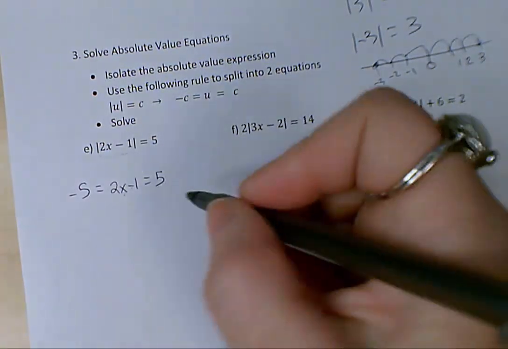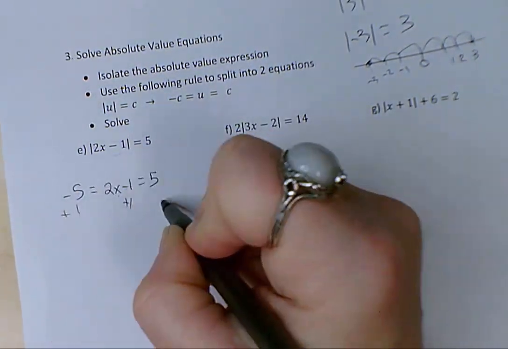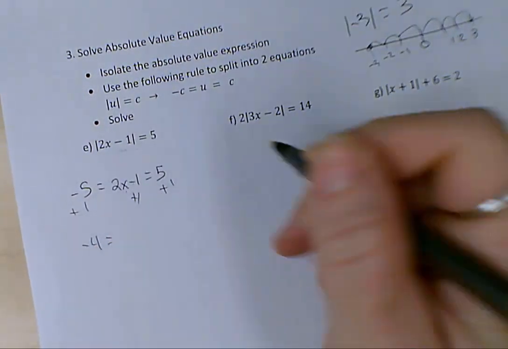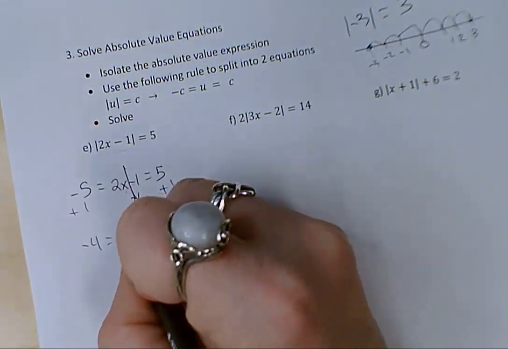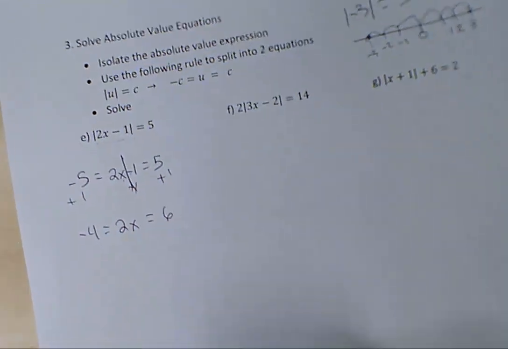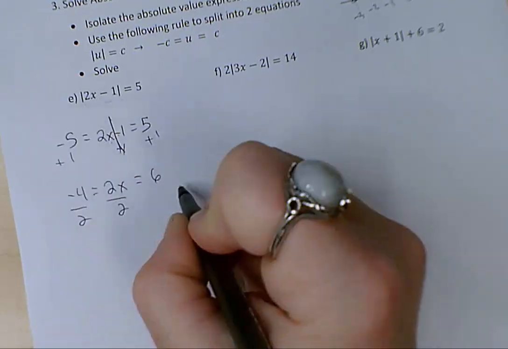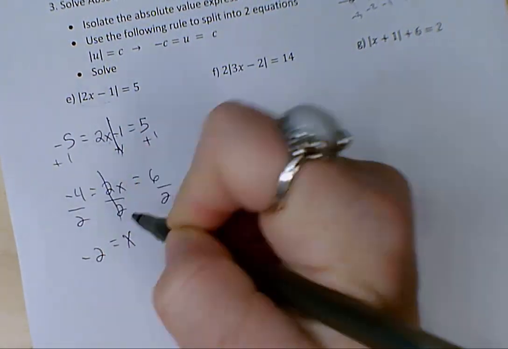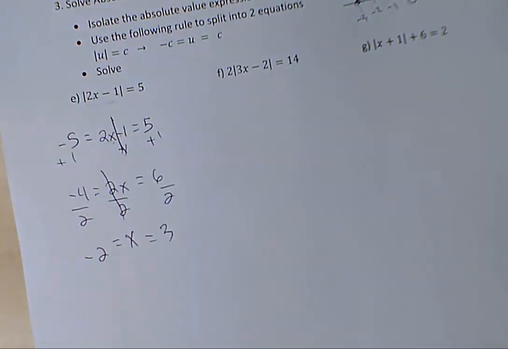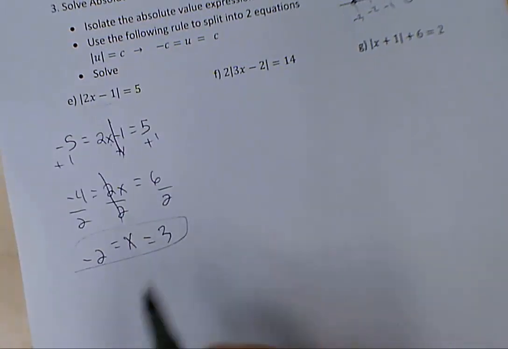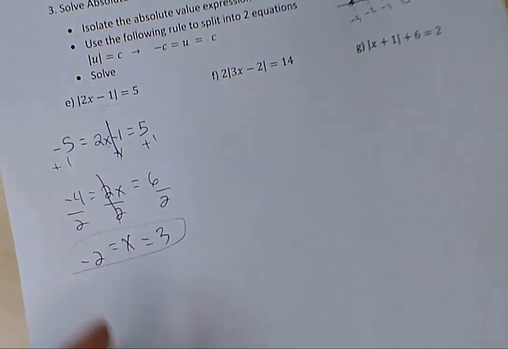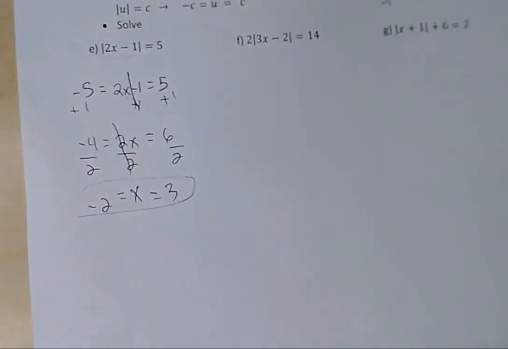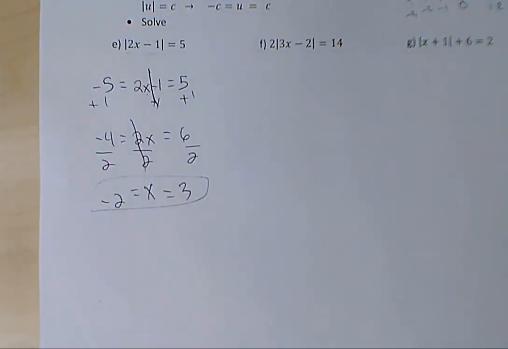So to get the middle section solved for x, I'm going to add 1, making sure I do it to all 3 sides. I get a negative 4 on the left-hand side. I'm going to drop down that 2x, and on the right-hand side, I get a 6. Divide out that 2, and we are left with a negative 2 on the left, x in the middle, and then 3 on the right-hand side. Those are our two solutions. X equals negative 2, x also equals 3. Those represent the two solutions to this equation.